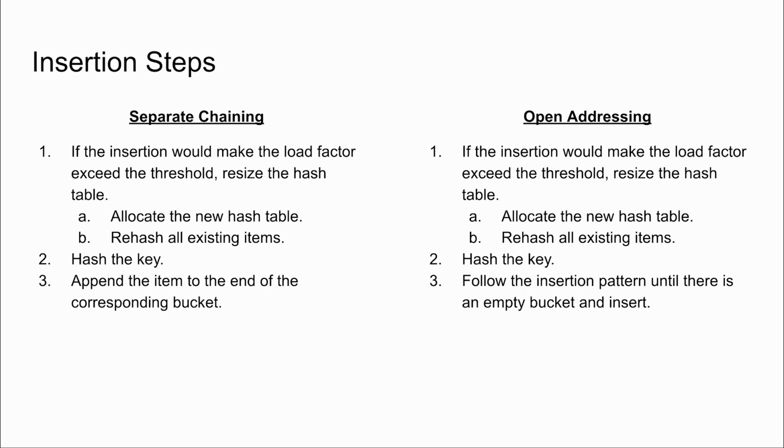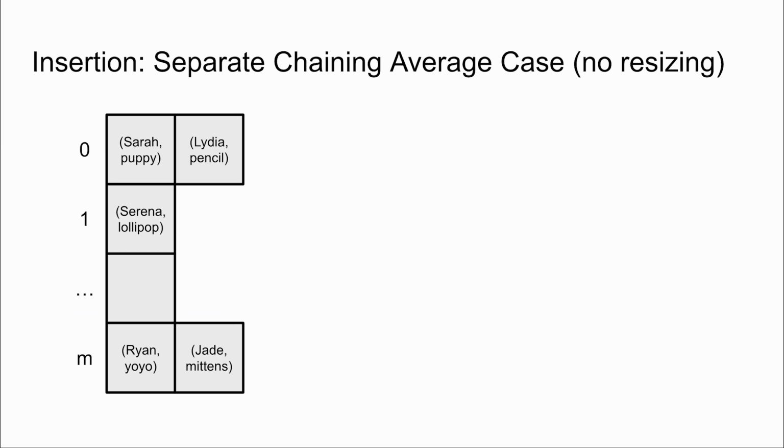As for runtime analysis, some of these operations we can take care of right off the bat. Allocating the new hash table happens in constant time, and so does hashing the key. Again, assuming a good hash function. Now let's look at the other operations. First, we will look at appending the item to the end of the bucket for separate chaining. We will first cover the average case where there is no resizing.